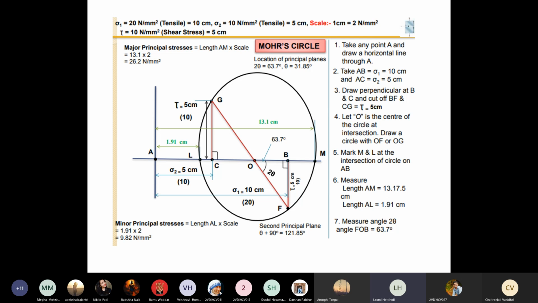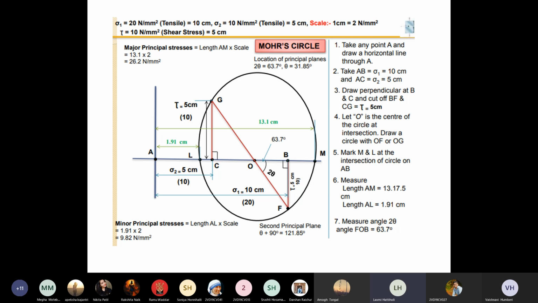After this, raise the perpendiculars CG and BF, that is 5 centimeters because q is 5 centimeters. Now, with the help of a protractor, take OF or OG as radius and draw a circle. So now your circle is ready. Of course, theta is not given in this question, so no plane is specified. He is just asking the magnitude of the major principal stress, minor principal stress, and the direction of the major principal stress. That is the only thing he has asked.